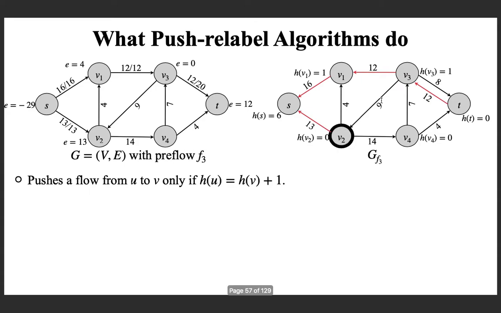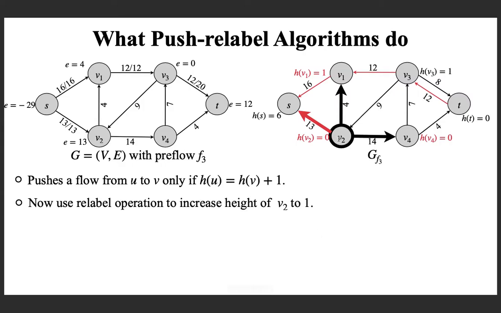Look at an intermediate vertex which is having an excess flow. What is the excess flow over here? It is 13. Look at its neighboring vertices. There are 3, and all the neighboring vertices have heights greater than or equal to this vertex. So you have to now increase the height of V2 to 1.